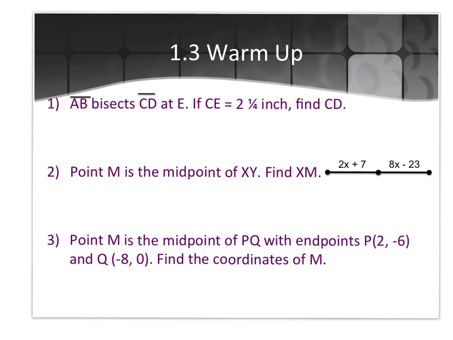So what does the word bisects mean? Intersects it at the middle, right? At its center. So if you need a visual on this, if I had AB bisecting CD at E, it cuts it into 2 congruent parts. So if CE is 2 1/4, how could I find CD? Just double it, or add together. So what should you get? 4 1/2. Good.